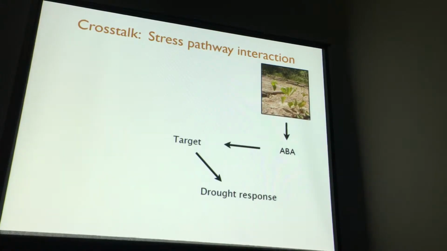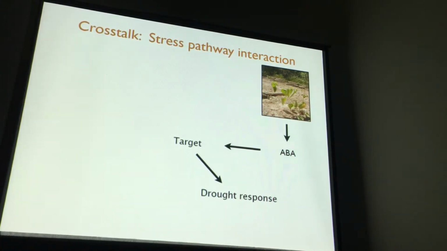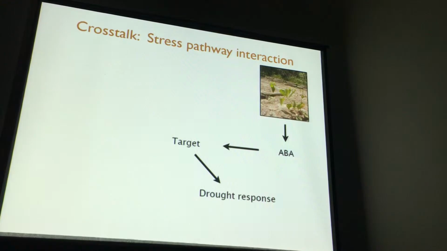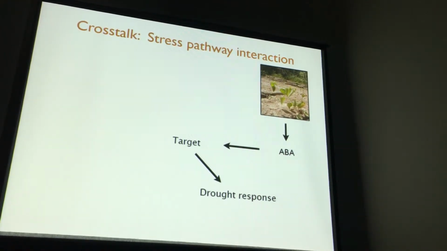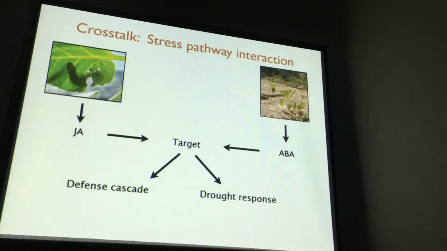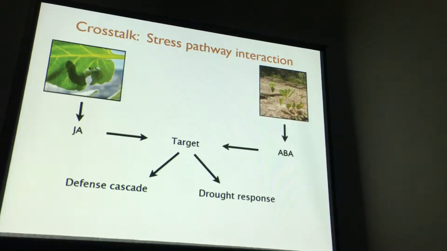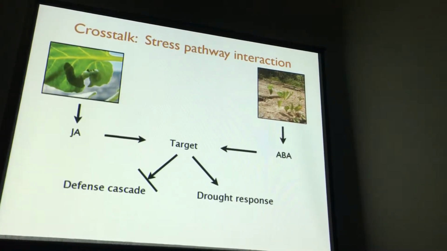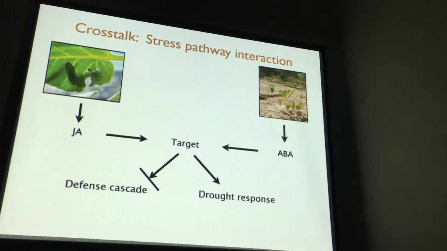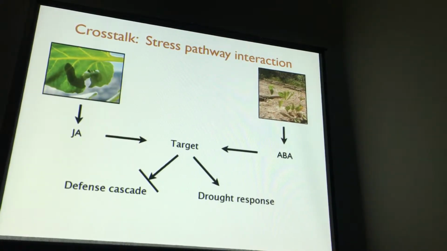Similarly, under drought stress, plants produce a signaling molecule, abscisic acid, that also has some downstream target that elicits a drought response. When co-stressed, we know that these two pathways share common downstream targets, and sometimes they interact, and often the consequence of that is something like the attenuation of a defense cascade. Okay, so that's the theory, but what happens in real life?